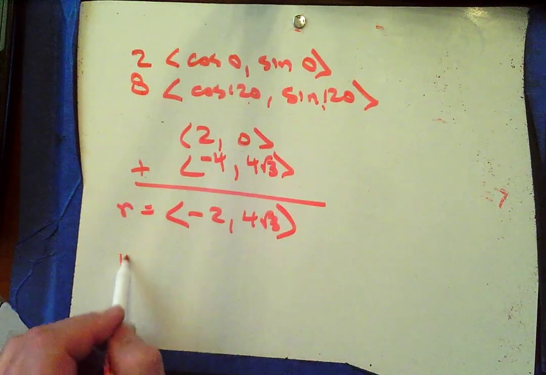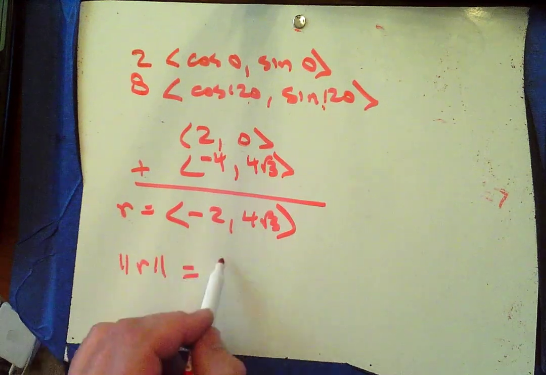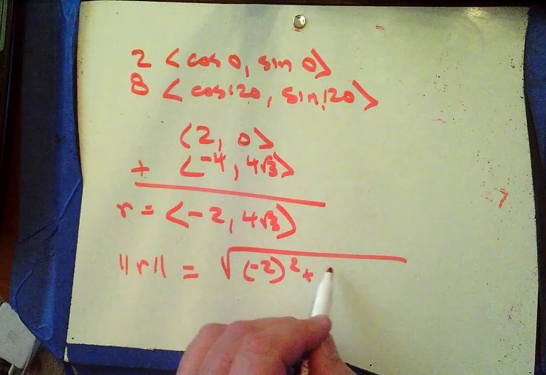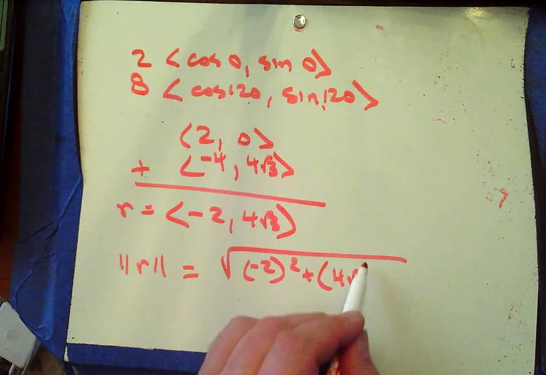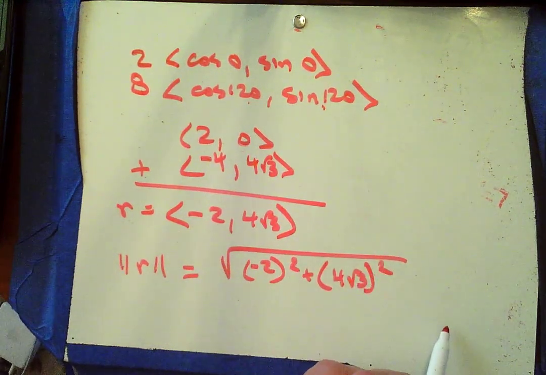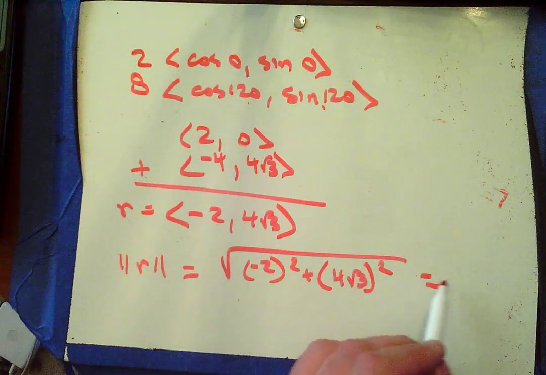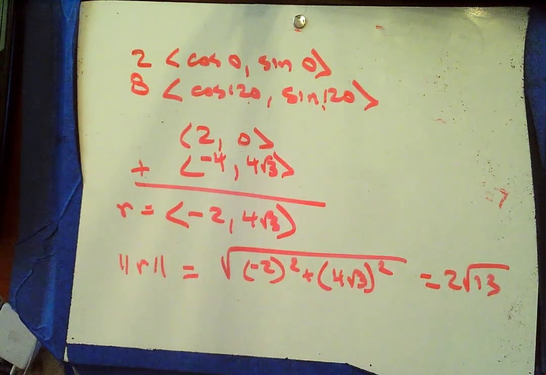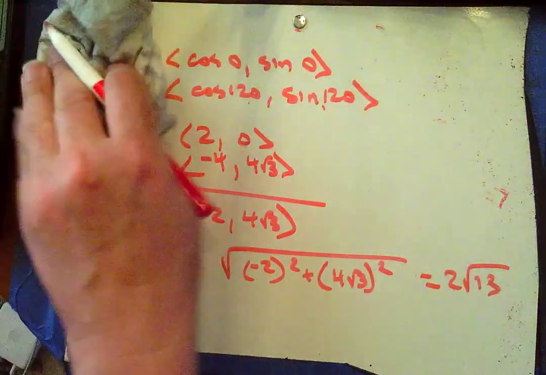That's r, and therefore the magnitude of r will be the square root of negative 2 squared plus 4 root 3 squared, which is 48 plus 4, 52, or 2 root 13. Okay, there's problem 13. Again, you could have done 11, 12, and 13 with law of cosines. I just think it's easier not to.